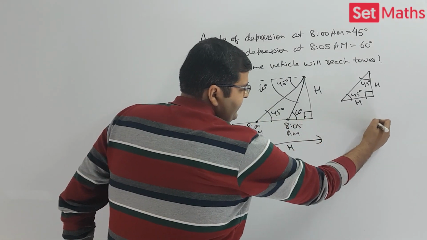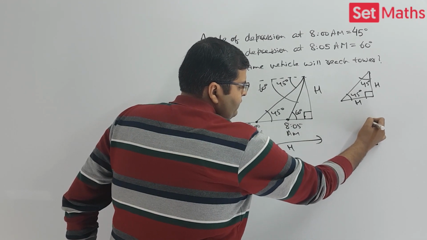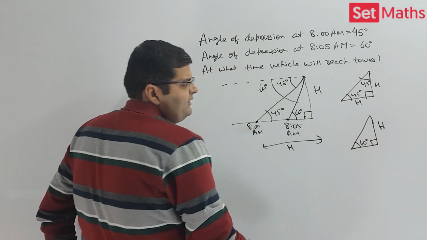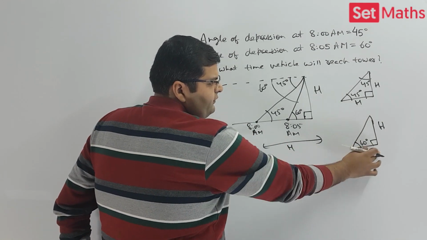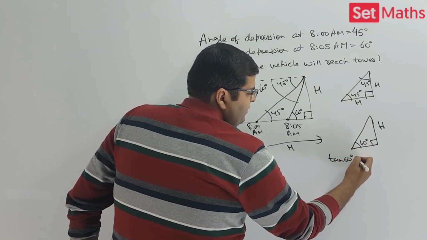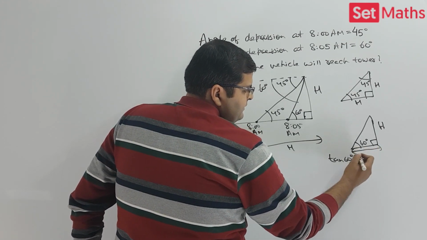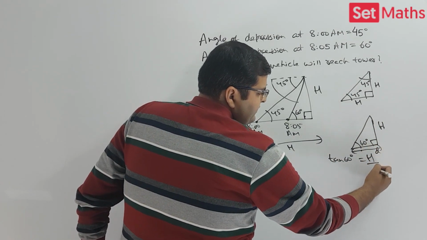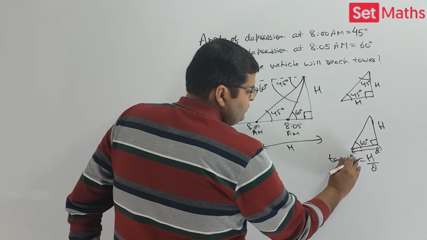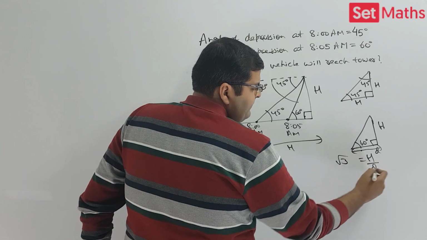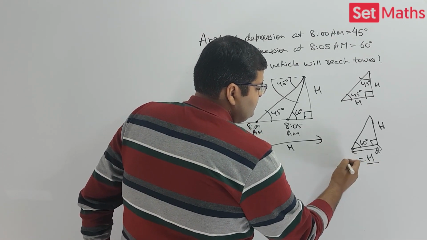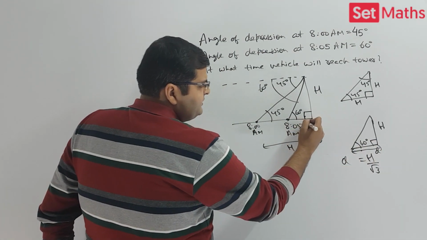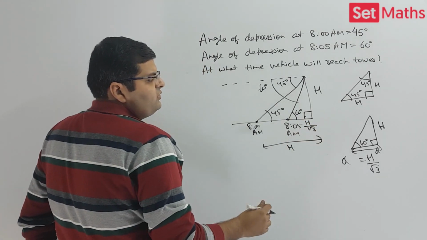Now if I take another right angle triangle, the one at 8:05, the height of the tower will be h and this angle is 60 degrees. We know the perpendicular for this angle and we need to find the base, so we'll take tan of theta. Tan theta is perpendicular upon base, so tan 60 degrees is h upon this distance. Let this be d, so tan 60 is h upon d. Tan 60 is root 3, so root 3 equals h upon d, so d will be h upon root 3. So this much part is h over root 3.